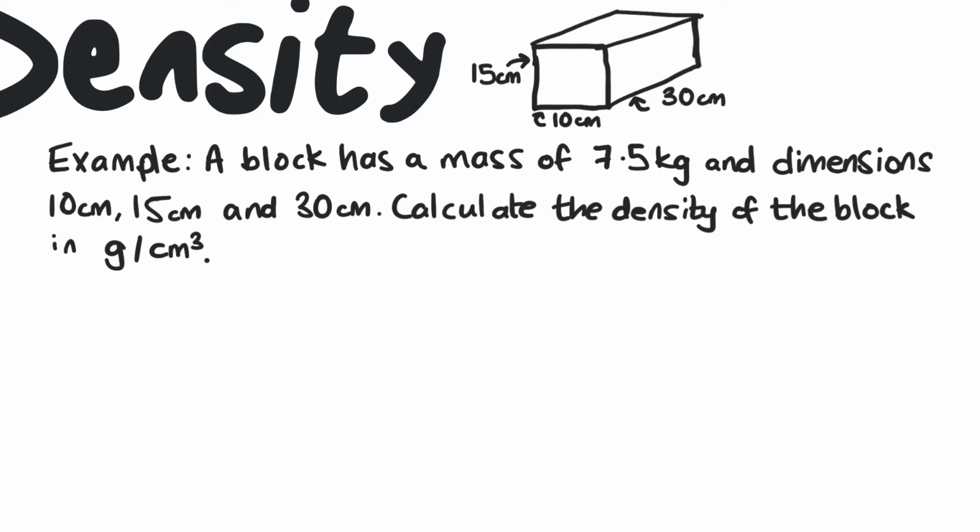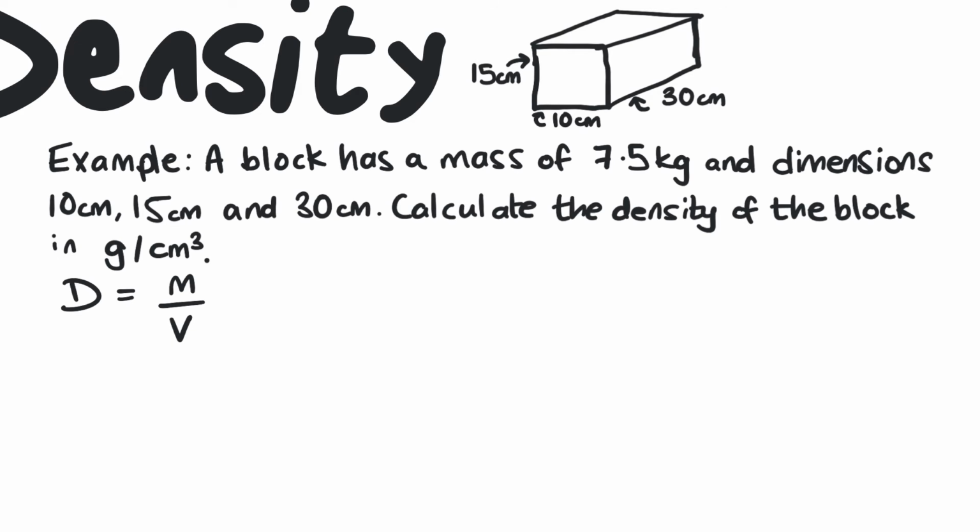So we have a block which has a mass of 7.5 kilograms and the dimensions of 10 centimeters, 15 centimeters and 30 centimeters. Calculate the density of the block in grams per centimeter cubed. So first thing I'm going to do here is write out the equation. Density is equal to mass over volume.